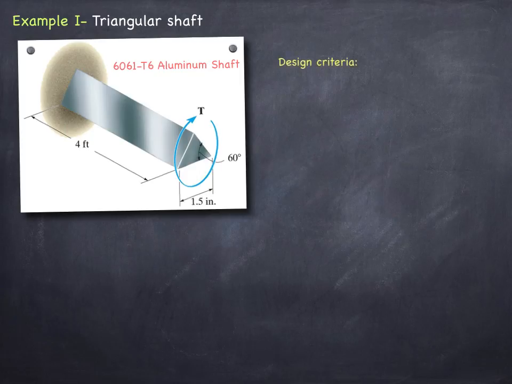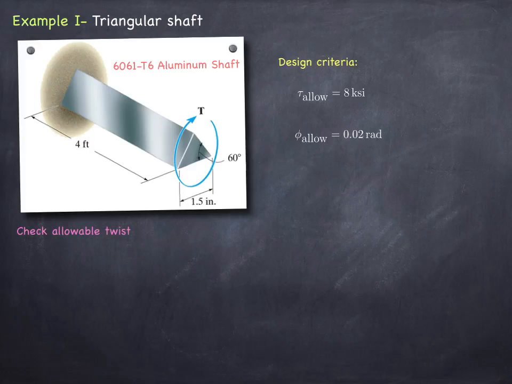Let's assume our design criteria is twofold: that we have an allowable shear stress of 8 ksi and an allowable tip twist of 0.02 radians. So what is the maximum amount of torque that we can apply, say, to this shaft with an equilateral triangular cross-section of 4 feet length?